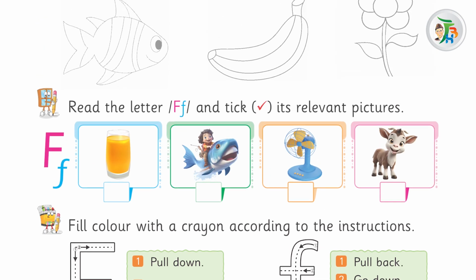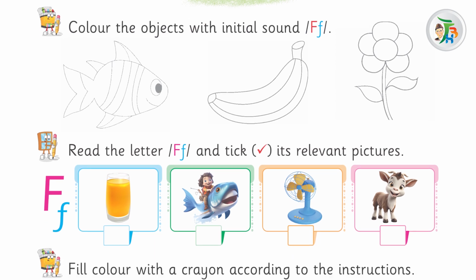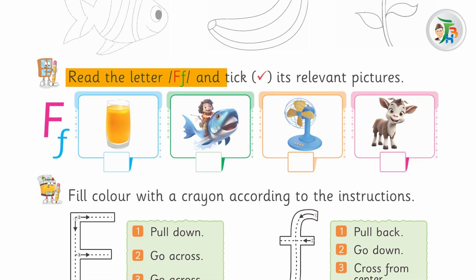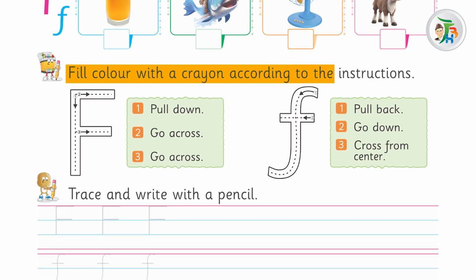Students, move on to the next page, hands-on. Color the object with initial sound F. ये आपके सामने 3 pictures हैं. इसमें आपको जो लगता है कि letter F से start होता है, to color that object. The next is read the letter F and take its relevant picture. अब letter F लिखा हुआ है, आपके सामने different objects हैं. जो लगता है कि letter F से start होता है object, उसके नीचे आपने tick लगा देना है. उसके बाद है fill color with a crayon according to the instructions.